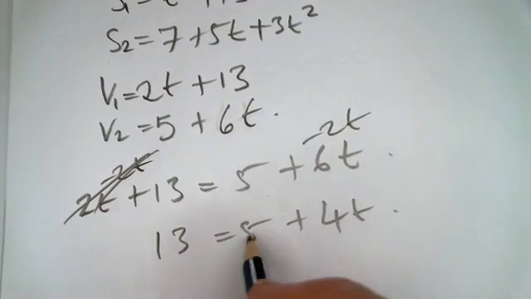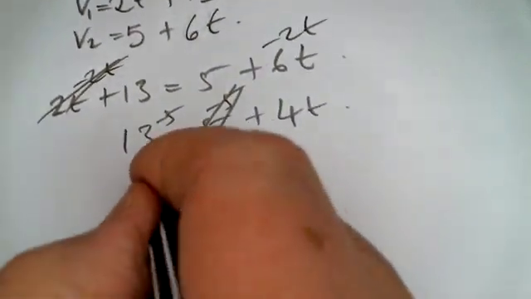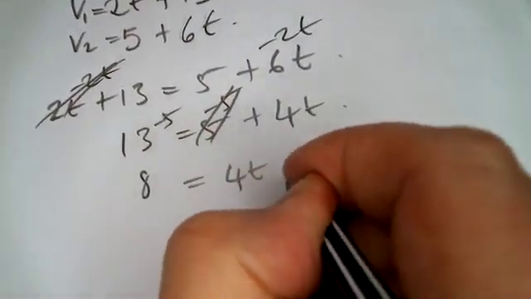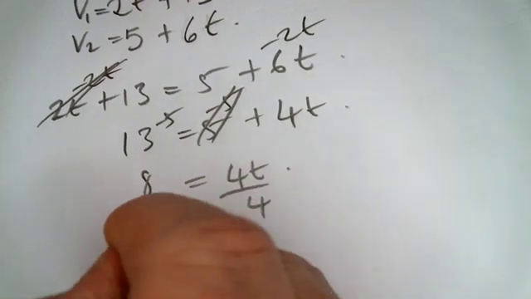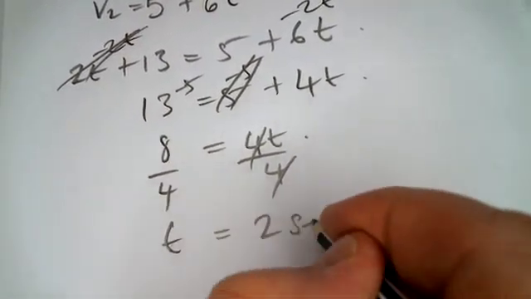Let's actually subtract the 5 from this side. Minus 5, minus 5. So 13 minus 5 is 8. So 8 is equal to 4t. Divide both sides by 4. Here it goes. So now t is equal to 2 seconds.